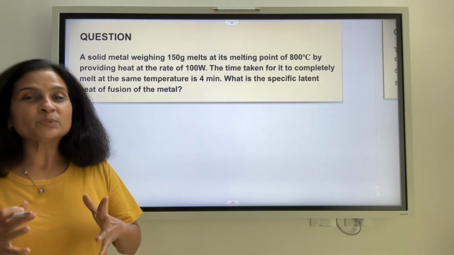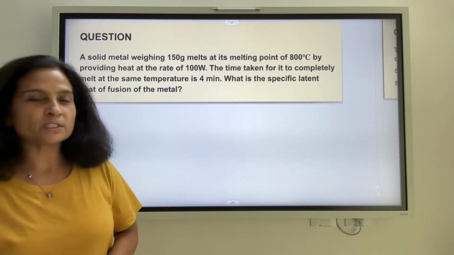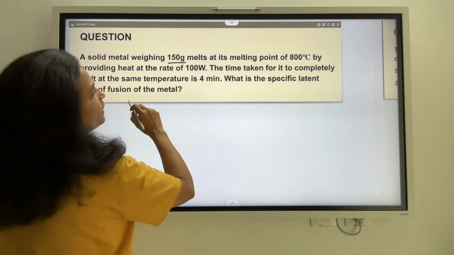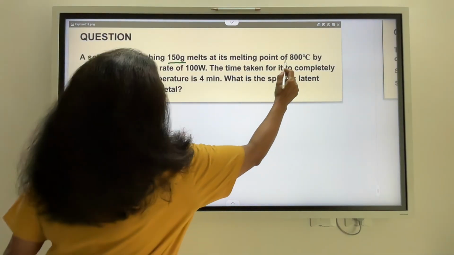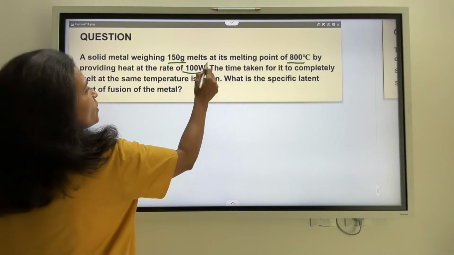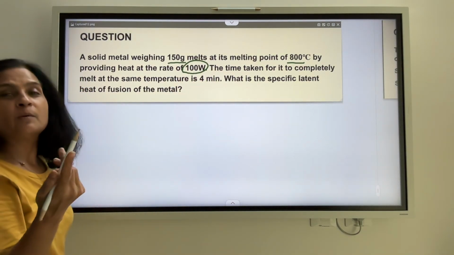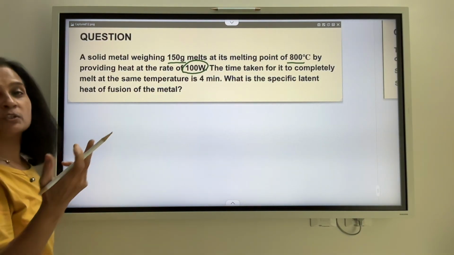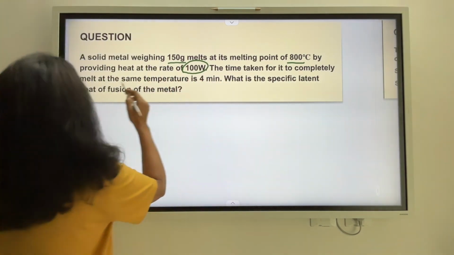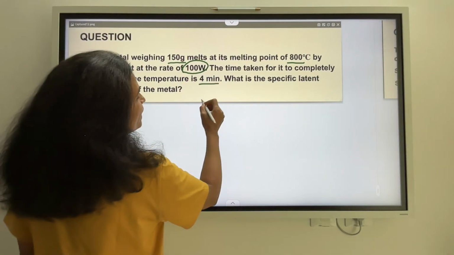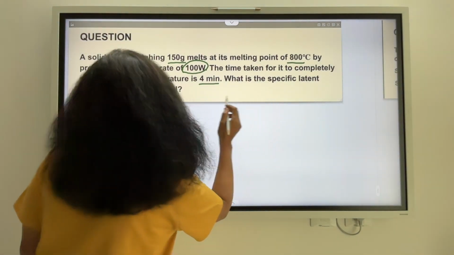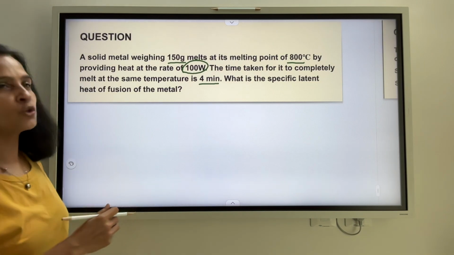A very simple, straightforward board year question for you this time. So we have a solid metal weighing 150 gram. It melts at its melting point. Melting point is 800 degrees centigrade by providing heat at the rate of 100 watt. 100 watt is power. Rate of energy consumption is power. The time taken for it to completely melt at the same temperature is 4 minutes. Remember, it is minutes. We have to convert it to seconds. What is the specific latent heat of fusion of the metal?